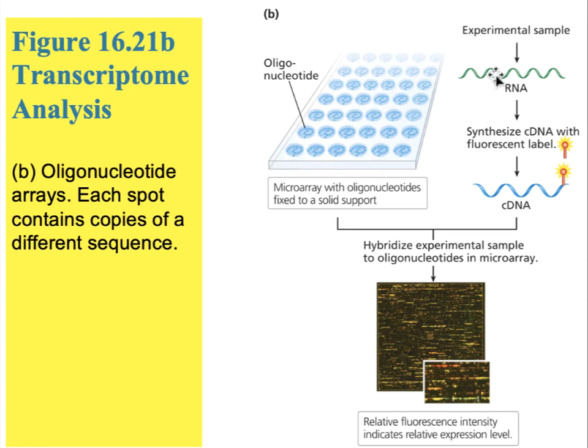During the experiment, RNA is extracted and then converted to cDNA, and that cDNA is made single-stranded before it's labeled with a fluorescent tag. And then the two are incubated together. And regions where the DNA attaches are identified by fluorescence. The different colors correspond to different levels of expression.